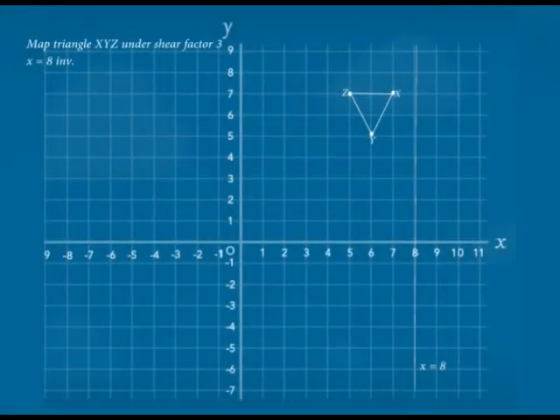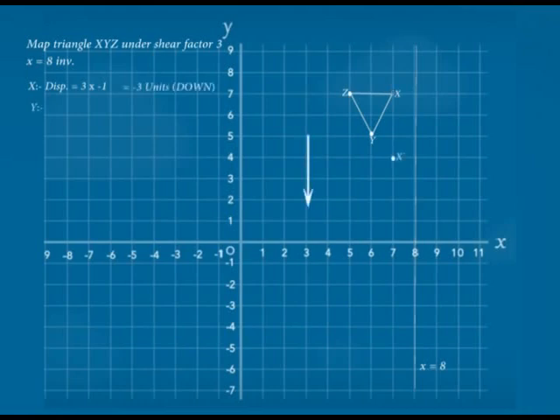Another example. Map the image of triangle XYZ under a shear factor 3 with x is equal to 8 invariant. We start with point X. Perpendicular distance from the invariant line is -1. S is 3. Displacement is -1 times 3, giving us -3. So we move 3 units downwards.